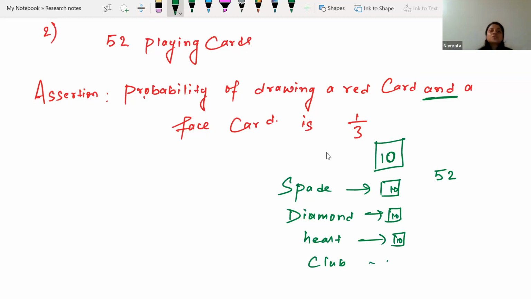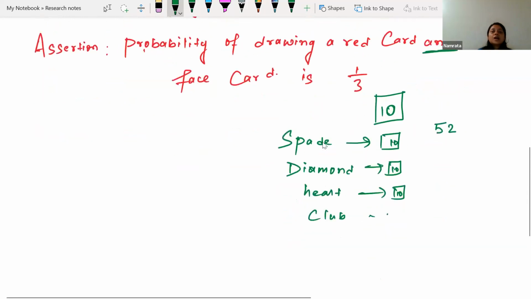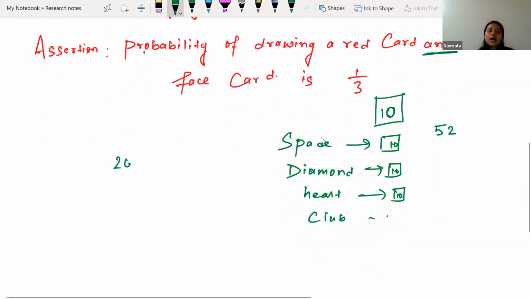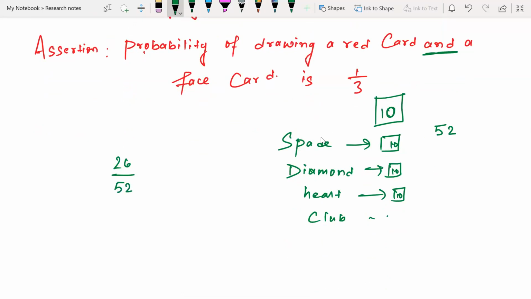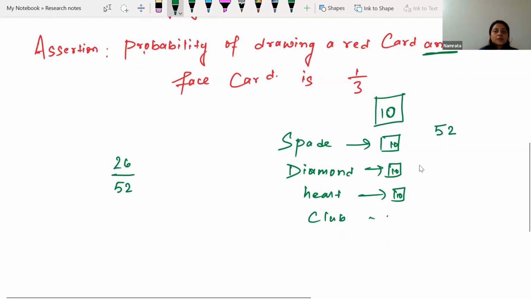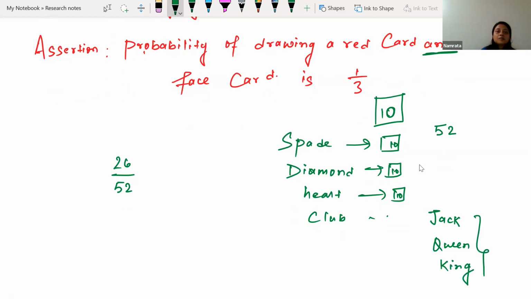So here it says the probability of drawing a red card and a face card. How many red cards are there? 26 red cards out of 52 cards. Yes or no? Yes, ma'am. Okay. Now we are also drawing a face card. So how many face cards are there? Jack, Queen, and King, with 4 each. So how many face cards are there? 12.